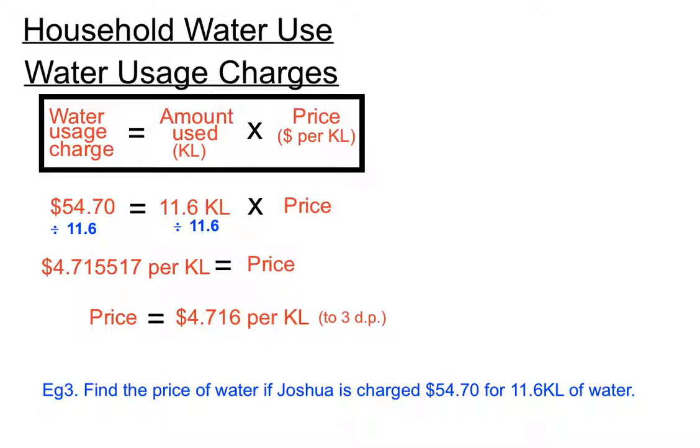So once again, we put the values that we had in the question underneath those items in the formula, and then we rearranged to get the item we wanted to find, in this case price, on its own. We did the opposite to both sides to move numbers that we wanted to be on the other side there. So the price for Joshua was $4.716 per kilolitre.